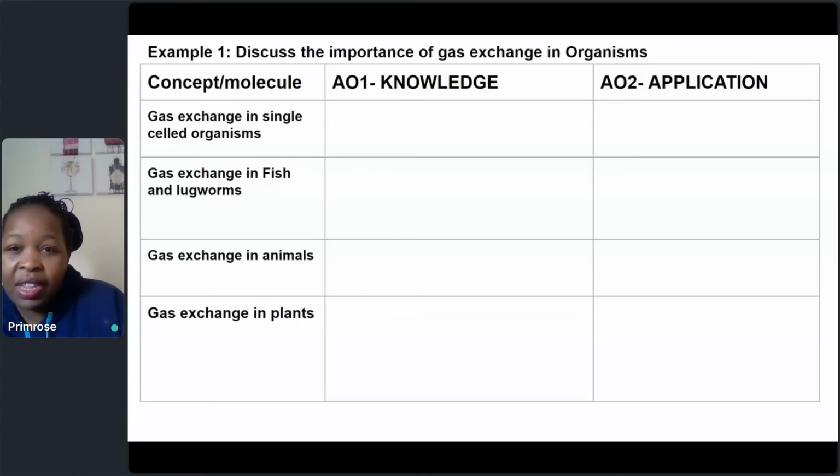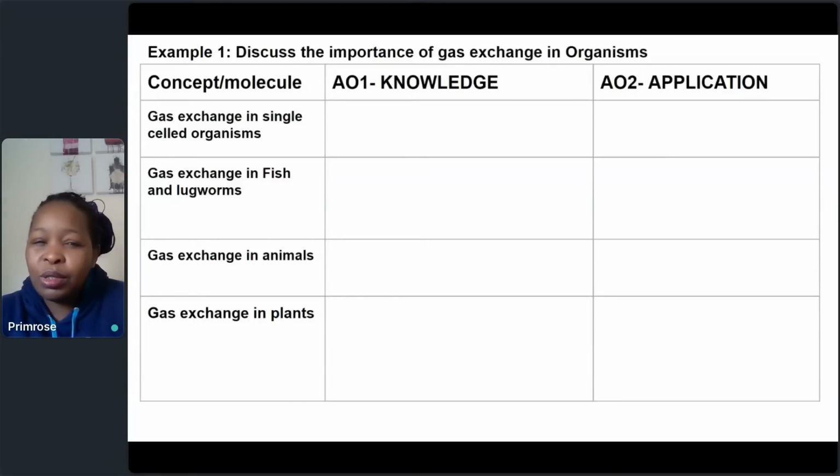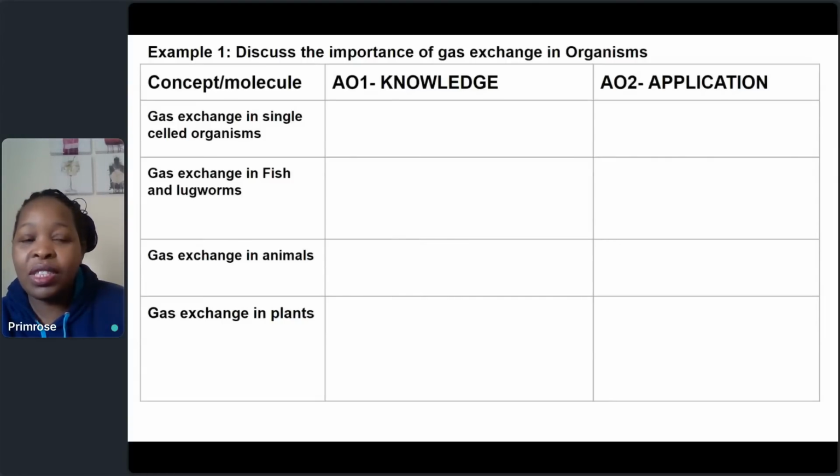So I've just done the "in organisms" part, not "between organisms", because then we could link two animals together or two organisms together if we went between organisms. So this is just an example. You would come up with a lot more ideas. Just roughly, this is what we would be looking for.